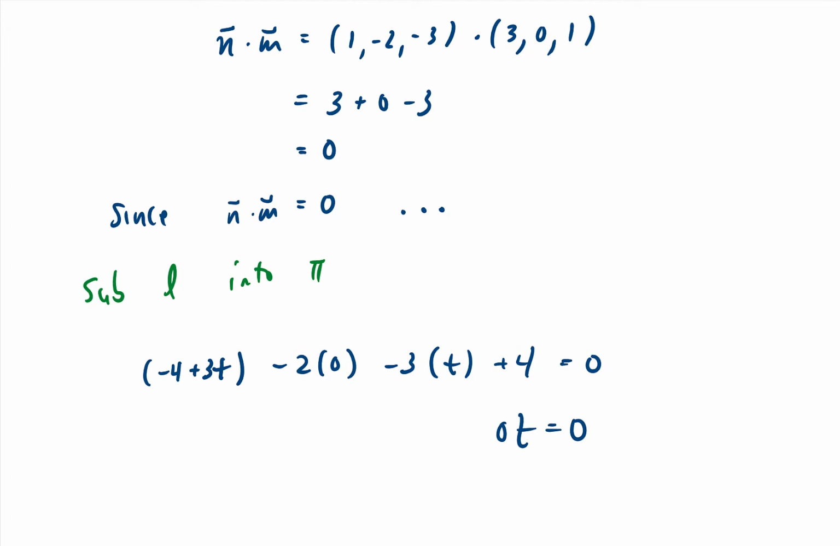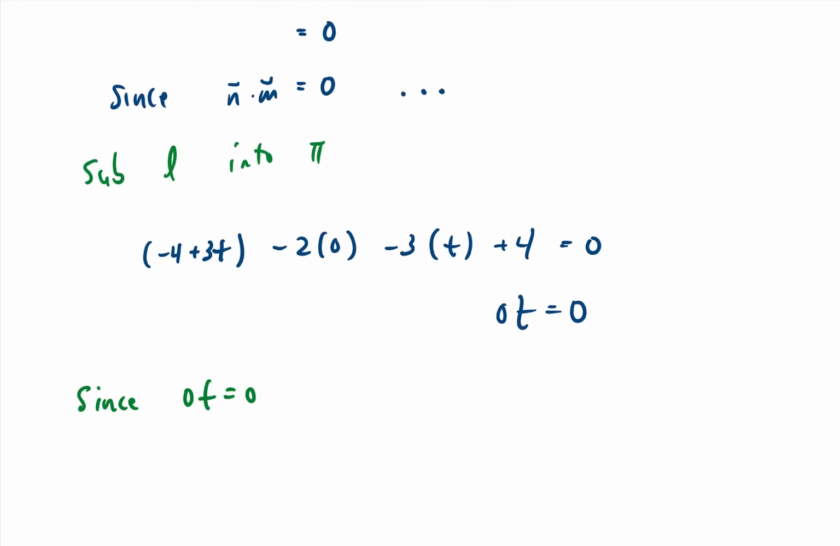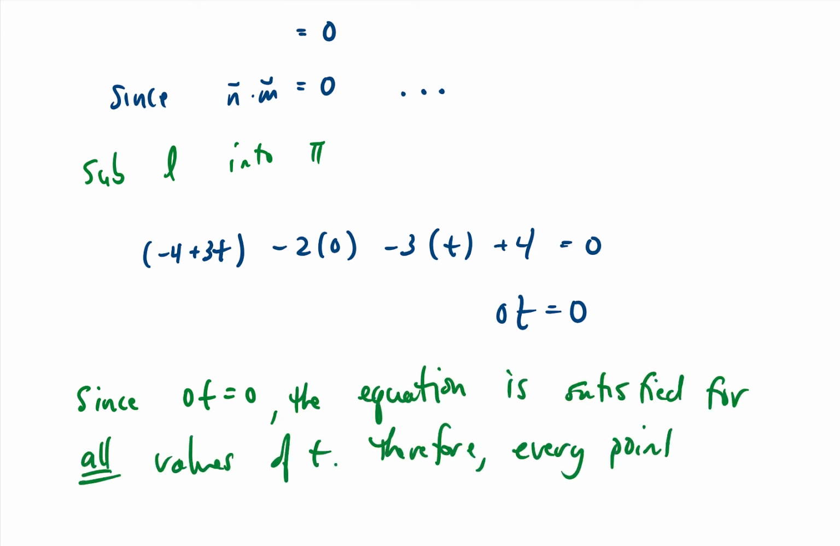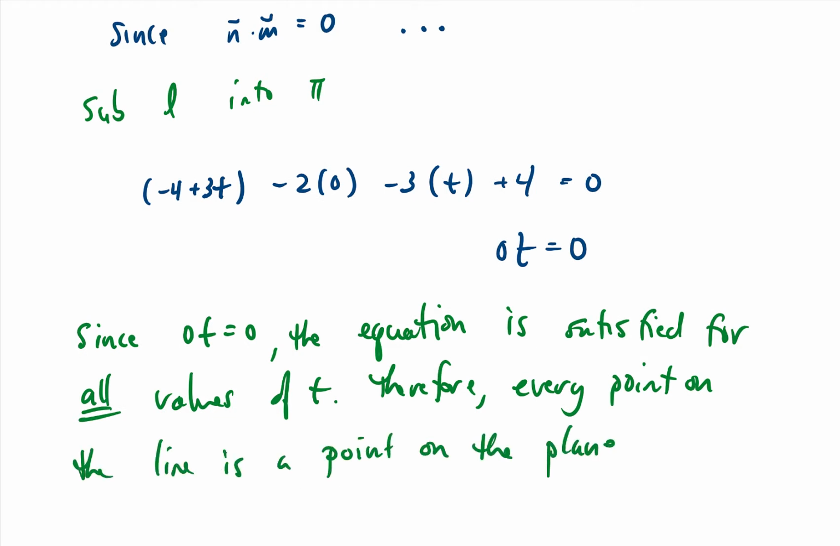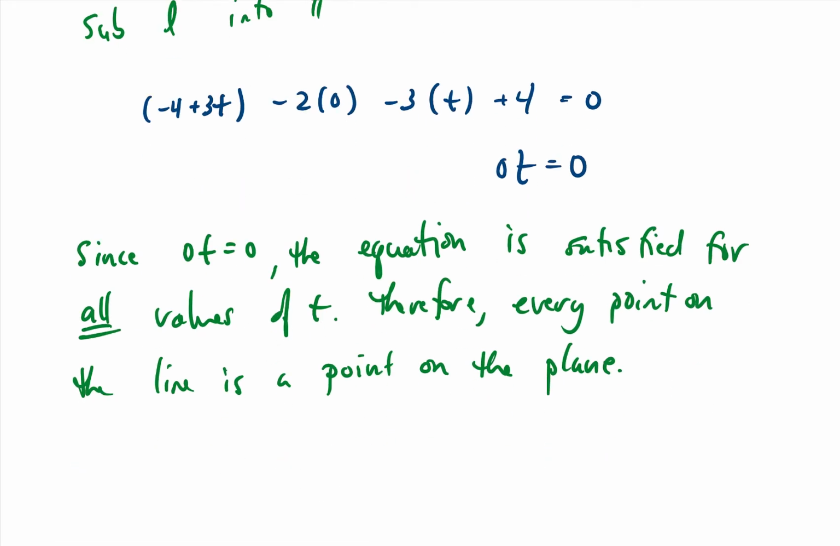So in this scenario, no matter what t I sub into this equation, 0 times t is always going to equal 0. So that means any t value will work. So that means every point on the line must be a point on the plane. So this means we have a line of intersection points. So let's state the equation for that line. So therefore, x, y, z, this is the solution to our equation, is equal to any value of t.